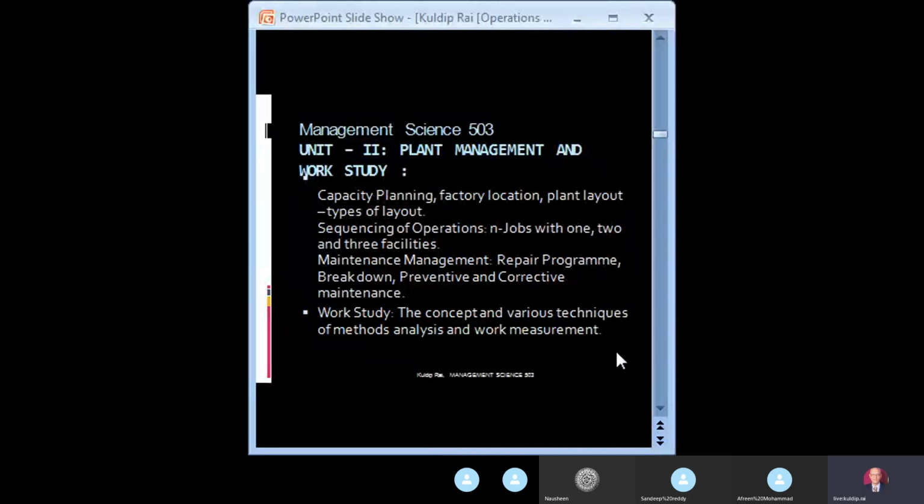Now, I am giving you the concept of each of these. What is the concept of methods analysis? And after that, what is the concept of work measurement? First, concentrate on methods analysis. Methods analysis is also called method study. So both the words are same. Whether a book writes about method study or method analysis, the content will be same.